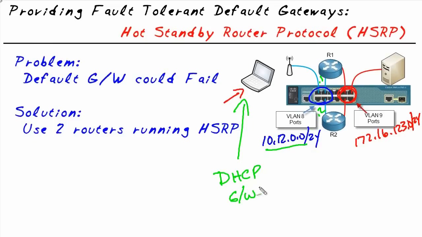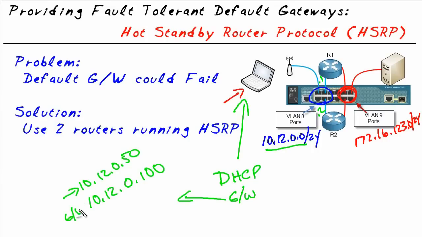The default gateway that we hand out to customers, however, is going to be a virtual address. Let's say 10.12.0.100. So the client believes that maybe it got the address of 10.12.0.50 for its own IP, and the default gateway is 10.12.0.100. Now the game we're going to play on these 2 routers, router 1 and router 2, is that they both are going to provide services for this default gateway address.